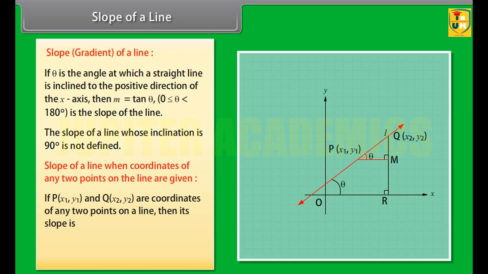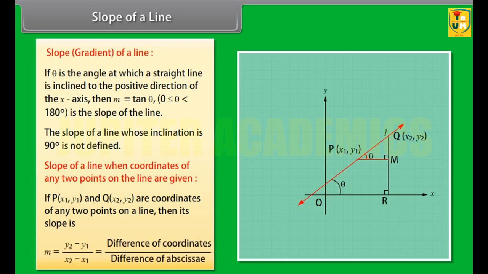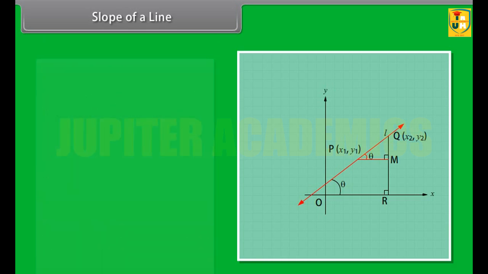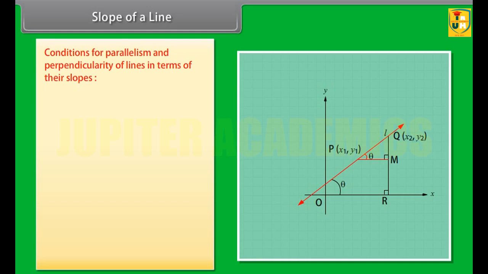Slope of a line when coordinates of any 2 points on the line are given. If P(x1, y1) and Q(x2, y2) are coordinates of any 2 points on a line, then its slope is m is equal to (y2 minus y1) by (x2 minus x1), which is equal to difference of ordinates by difference of abscissae. Conditions for parallelism and perpendicularity of lines in terms of their slopes.